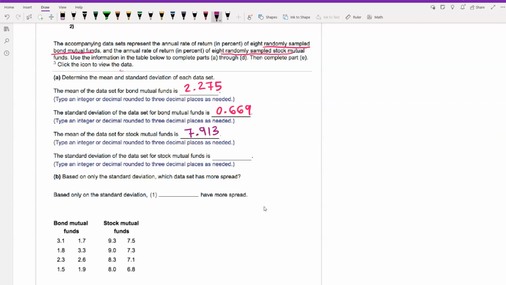But here again, it's asking to round to 3 decimal places. The next part, based on only standard deviation, which data set has more spread, we have to compare these two numbers because it's asking for standard deviation. The one that we had for bond mutual funds was this one. And for stock mutual funds, our standard deviation was 0.903.